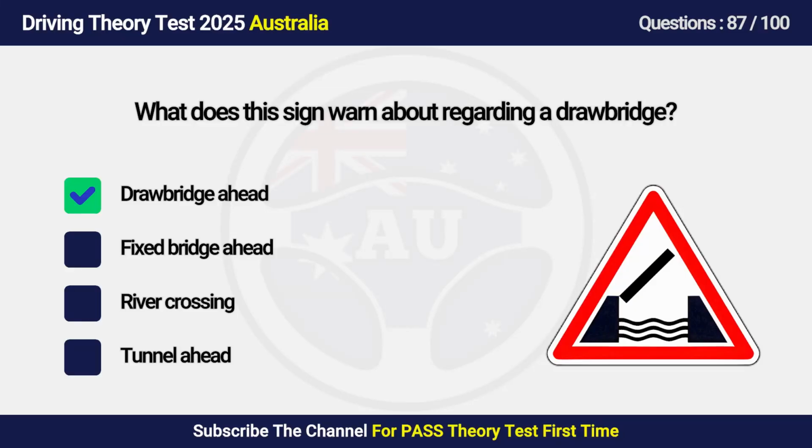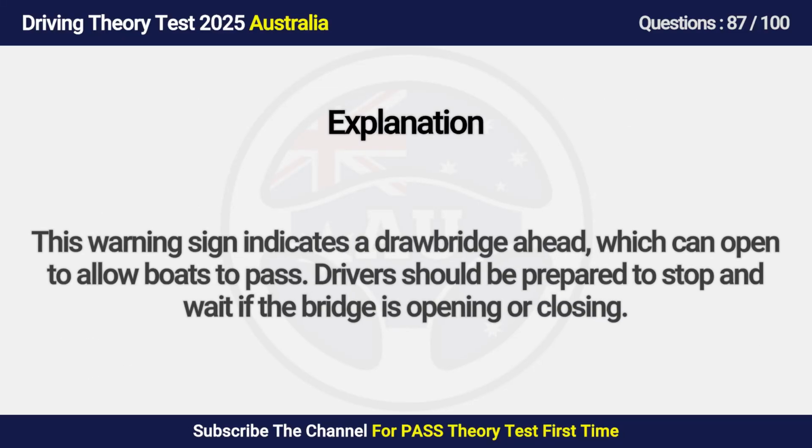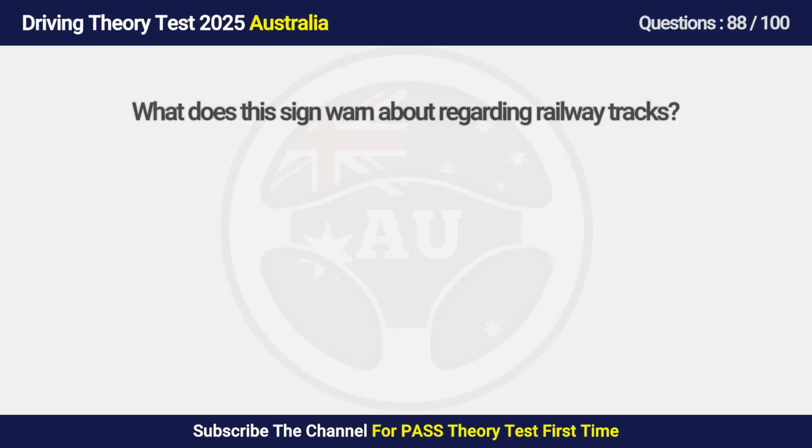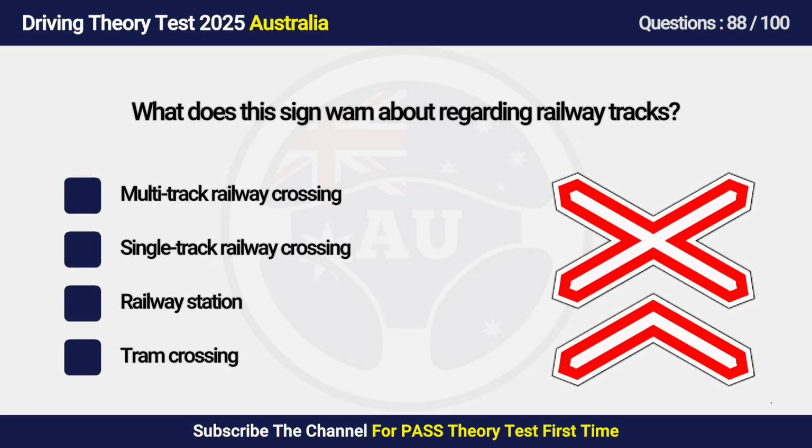Answer is A. Drawbridge ahead. This warning sign indicates a drawbridge ahead, which can open to allow boats to pass. Drivers should be prepared to stop and wait if the bridge is opening or closing. Question 88. What does this sign warn about regarding railway tracks?